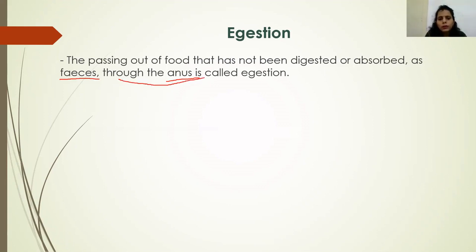This process of passing out of undigested or unabsorbed food from our alimentary canal through the anus is known as egestion. So this topic of steps of animal nutrition is over. In the next video we will begin with the detailed digestion process in human beings, how the process of digestion takes place in the body of human beings.